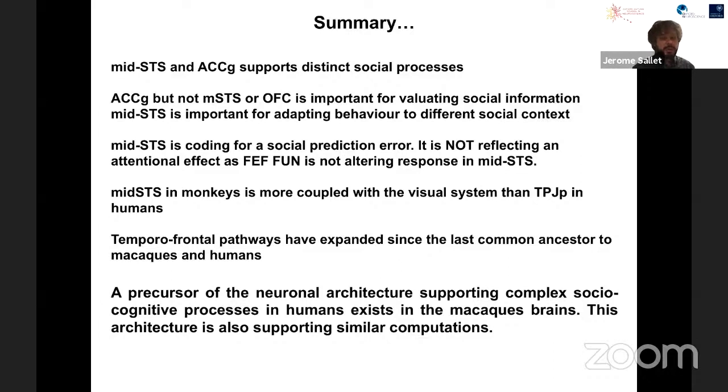So it's this precursor of this neural architecture is already existing in the macaque brains, and it seems to have the same connectivity, but also support similar computations. Of course, the temporal frontal pathway have expanded since and changed since the last common ancestor to macaque. So there's more work to be done to fully understand the evolution of this system.